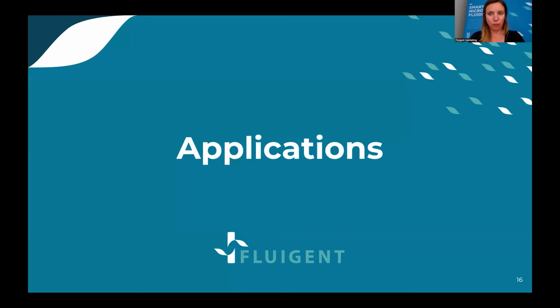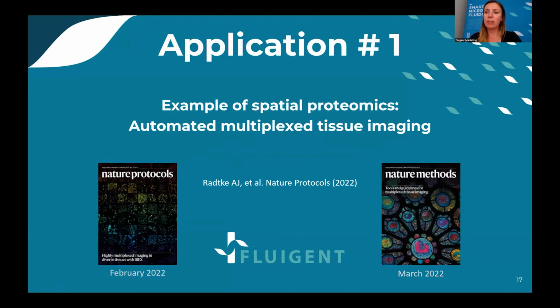About the applications, we'll briefly introduce 3 different applications where ARIA acts as a beneficial tool. The first application is an example of spatial proteomics. It comes from a recent method paper published by the lab of Ron Germain at NIH in Nature Protocols in February 2022, and further highlighted in a special issue of Nature Methods in March 2022, and it relies on automated multiplex tissue imaging.